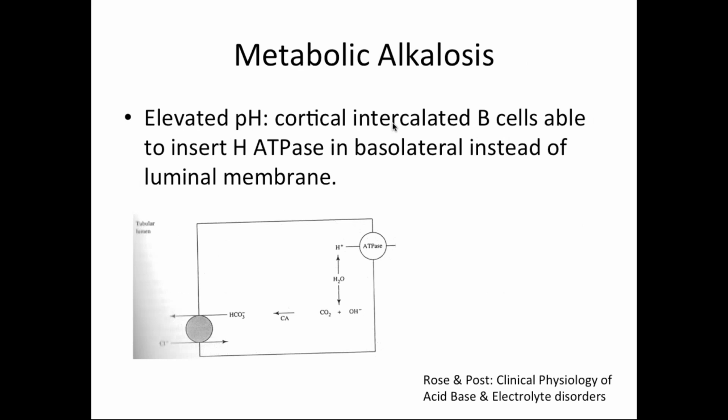Now we'll switch to metabolic alkalosis. In the setting of an elevated pH, the cortical intercalated B cells can actually insert the hydrogen ATPase in the basolateral membrane instead of the luminal membrane. And so now the H plus is actually being reabsorbed, and the bicarb is being excreted into the tubular lumen to correct the metabolic alkalosis.